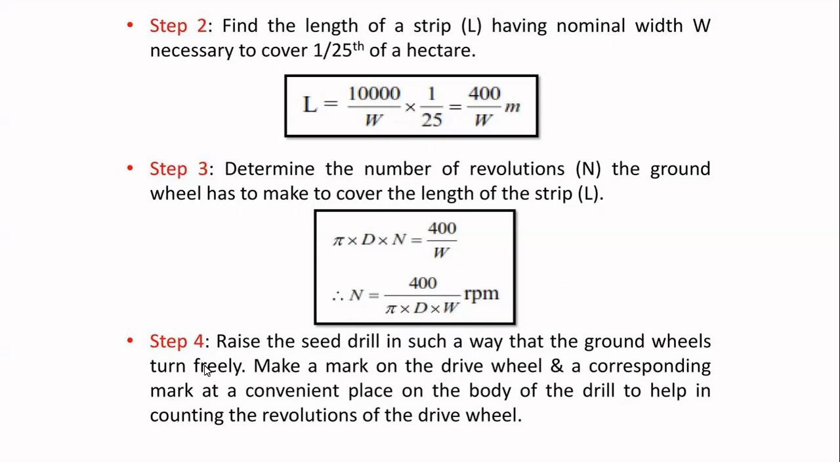Step four: raise the seed drill in such a way that the ground wheels turn freely, and make a mark on the drive wheel and a corresponding mark at a convenient place on the body of the drill to help in counting the revolutions of the drive wheel. Here the ground wheel has a chain, or sometimes the ground wheel axle has a wheel. The chain is coupled to the seed metering shaft wheel.